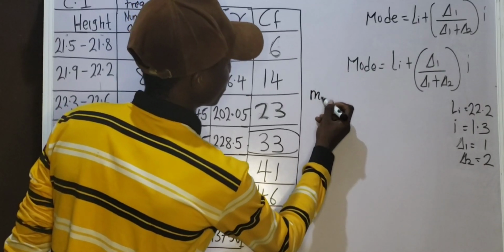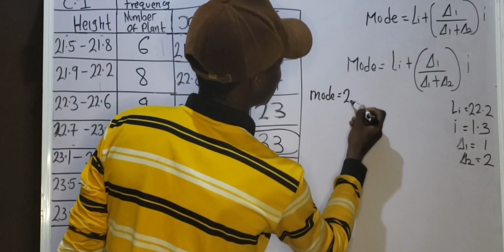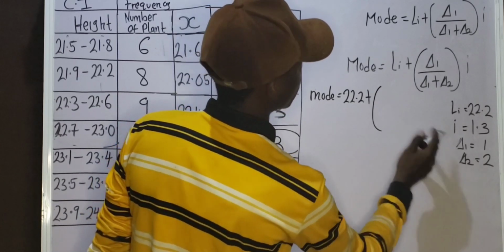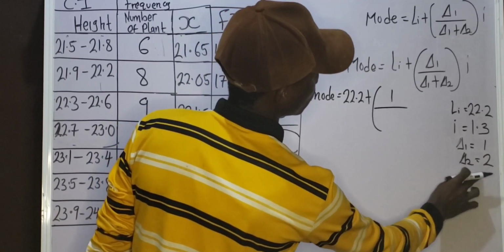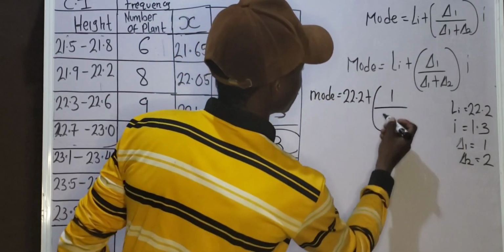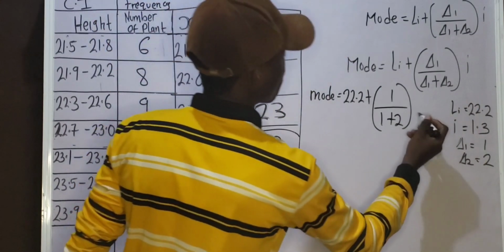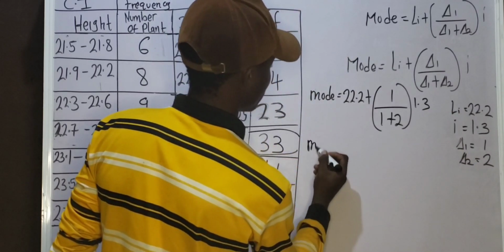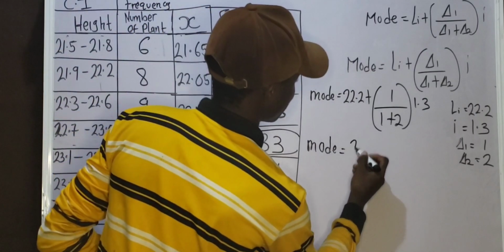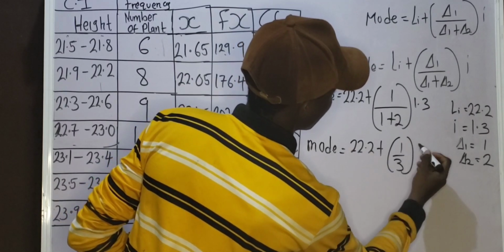Okay? Mode is equal to Li. Li is 22.2. So 22.2 plus delta 1 over delta 1 plus delta 2. Delta 1 is 1, delta 2 is 2. So I'm going to have 1 over 1 plus 2 multiplied by I. I is the class width, which is 1.3. So mode is equal to 22.2. Okay, we can still simplify this: 22.2 plus 1 over 3 multiplied by 1.3.